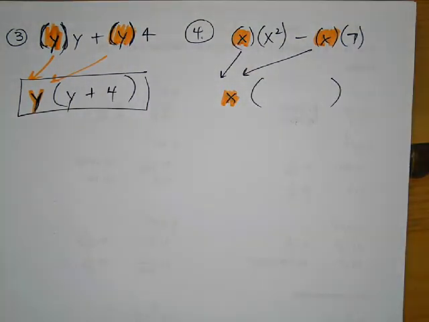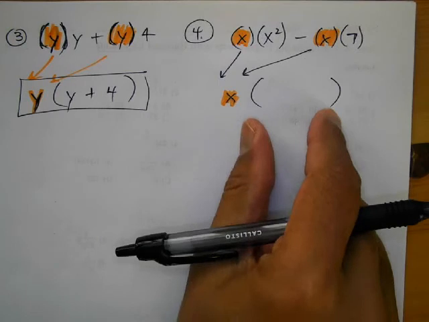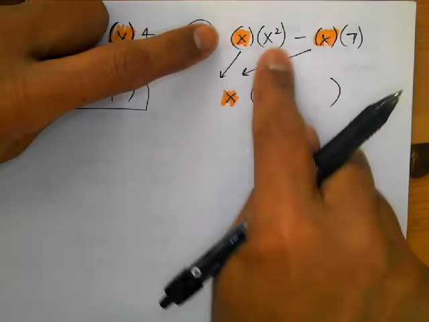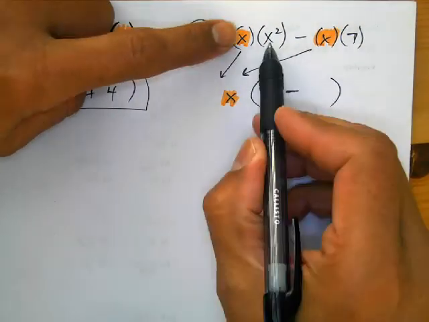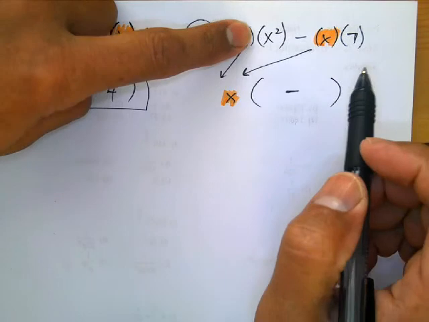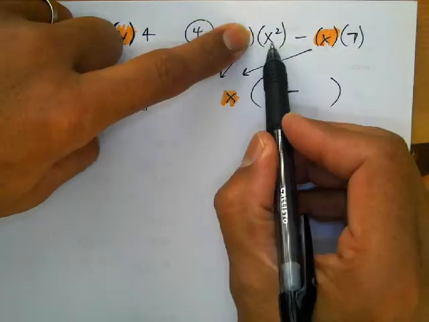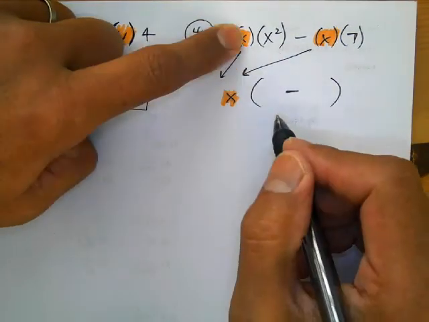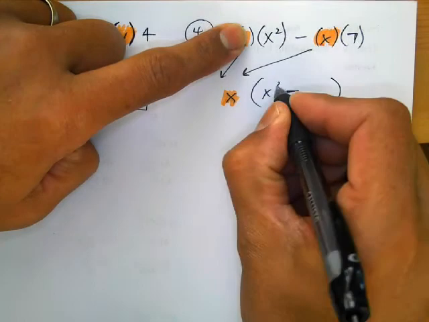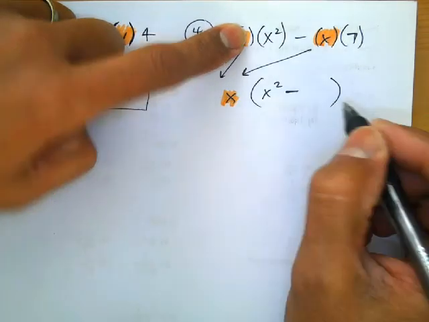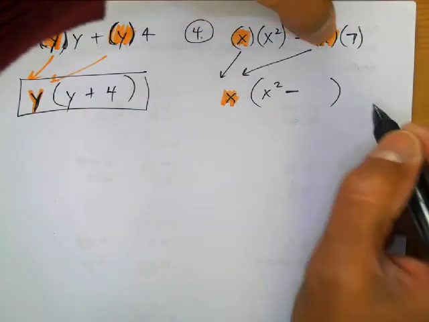You only write it one time. And then you put a big parenthesis like this, and you put the rest of the expression here. If I took from this first, here's the minus sign, from this leading first term, if I factored out this x, what is left? X squared.